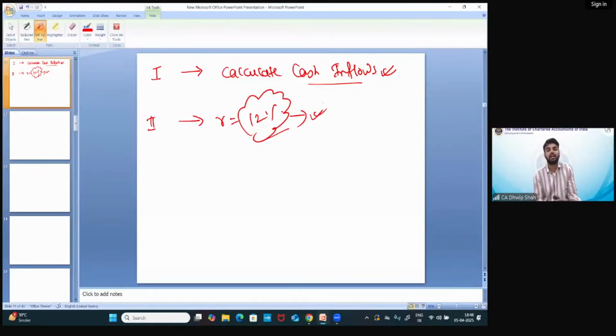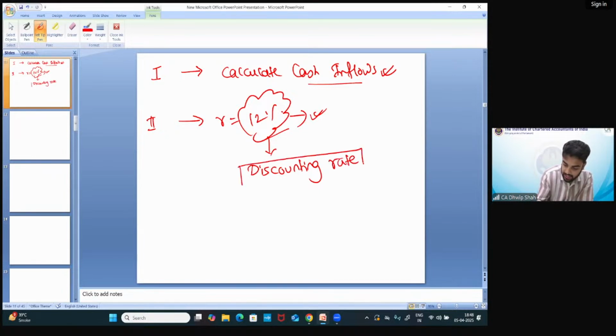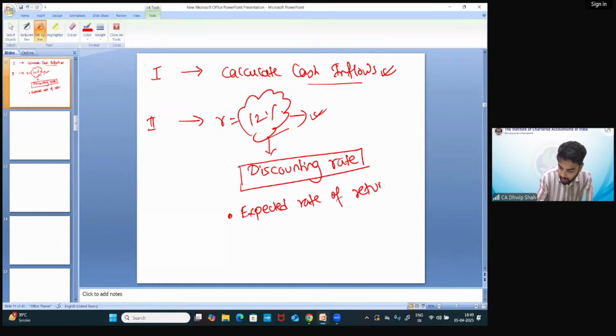Ideally, the discounting rate, this rate of interest, is nothing but the discounting rate. So what should be your discounting rate for a project? Think, as a financial manager, what should be your discounting rate for a project? Practically, the discounting rate should be your expected rate of return from that project.